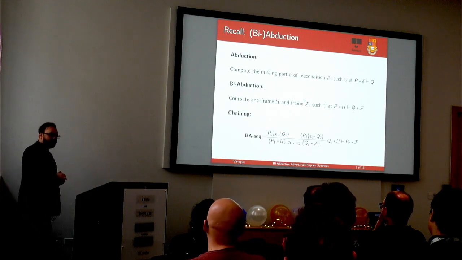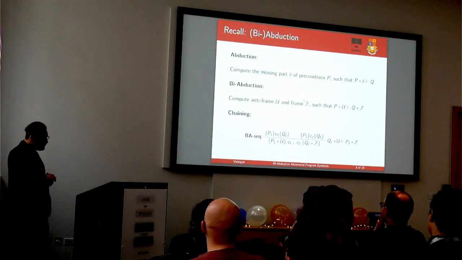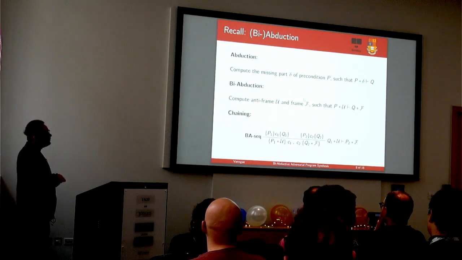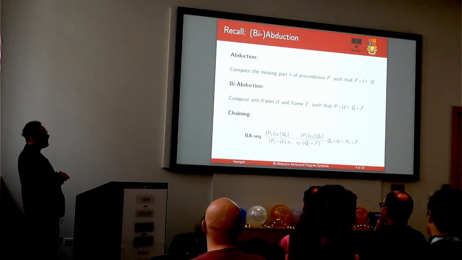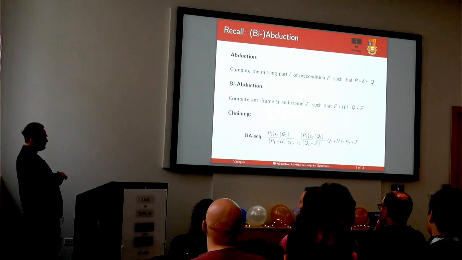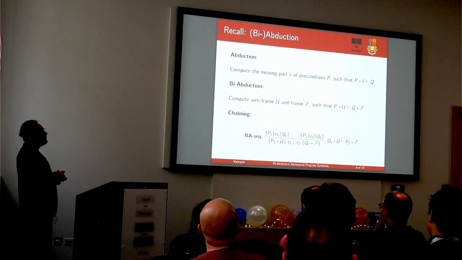So just a quick recall. I'm sure everybody knows this way better than I do in this room. What is abduction? Abduction is computing the missing part of a precondition, P, such that, given that missing part, you can prove the postcondition. It's a forward technique. And on top of that, you have bi-abduction.